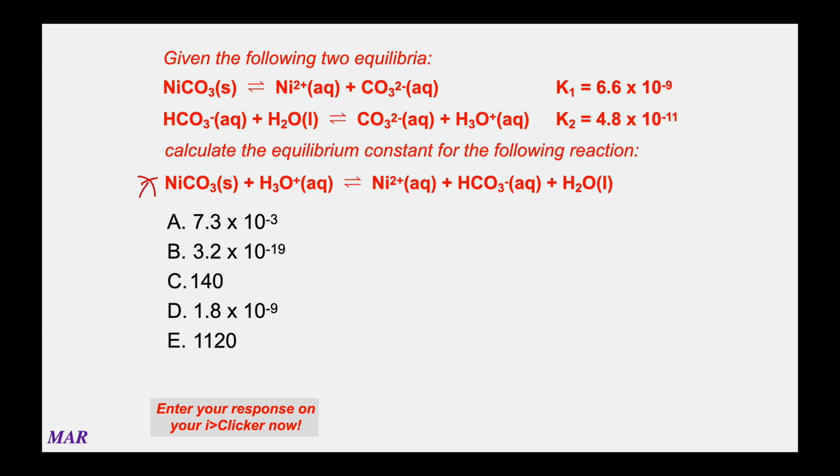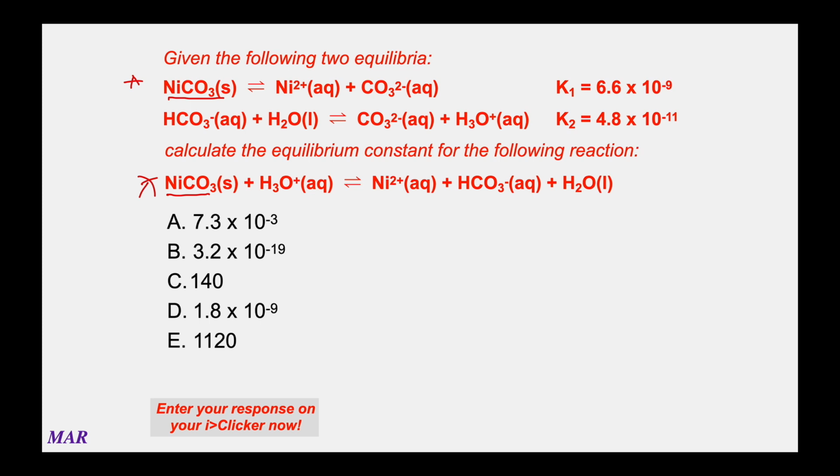Here's what I mean by that. In this first equation, nickel 2 carbonate is a reactant, and we want nickel 2 carbonate as a reactant. So I'm going to assume that we're not going to do anything to the first reaction. Nickel 2 carbonate solid only appears as a reactant in the first one, and we want it as a reactant in the desired equation, so I think we're going to be okay.